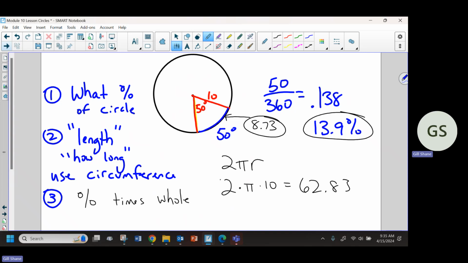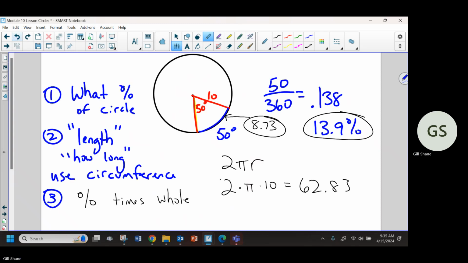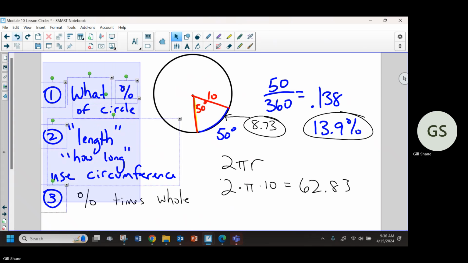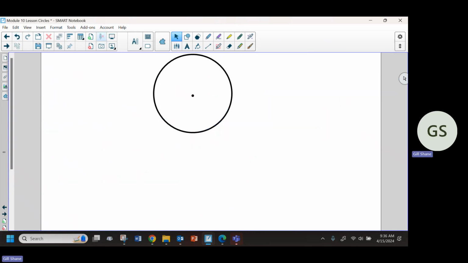Every problem we did with those central angles followed that process. We figured out what is the percentage of the circle. Oh, I didn't mean to erase all. Save this. Hold that. All right, so we said, what is the percentage of the circle?